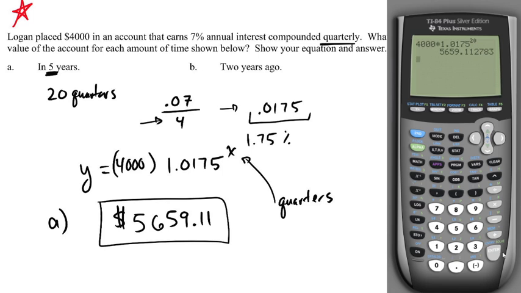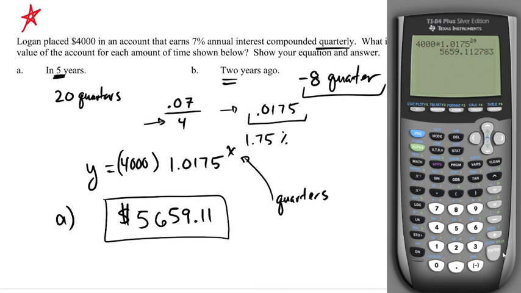And then the other kind of awkward question is like, what would the account be worth 2 years ago? Well, that's difficult to say because I didn't deposit it 2 years ago. I deposited it now. But I could play this game and I could say, well, 2 years ago would be minus 2 times 4, so minus 8 quarters. So I could do this. I could say, if I wanted to, I could plug that number in for x. Right? I could plug in this negative 8 for x and see what it gives me.